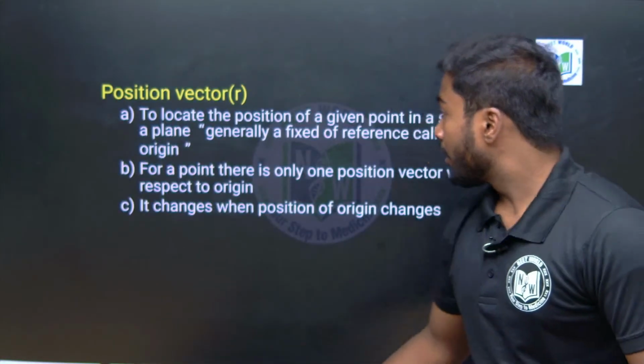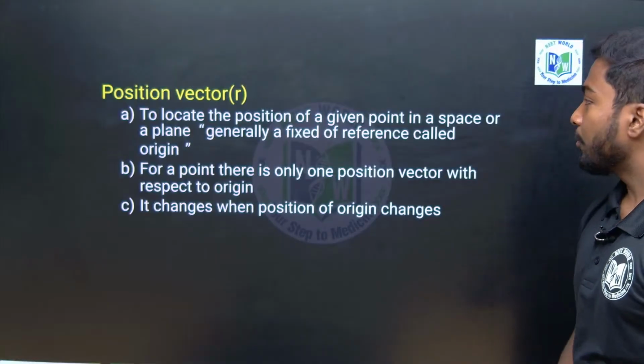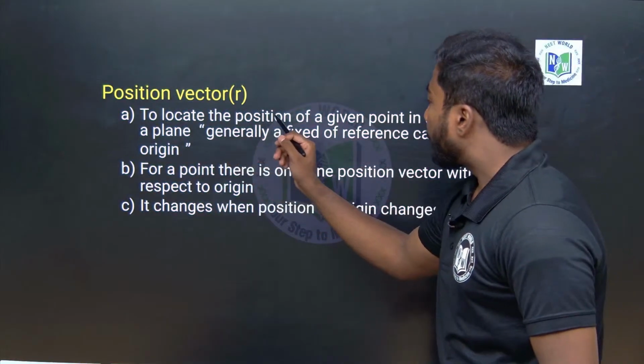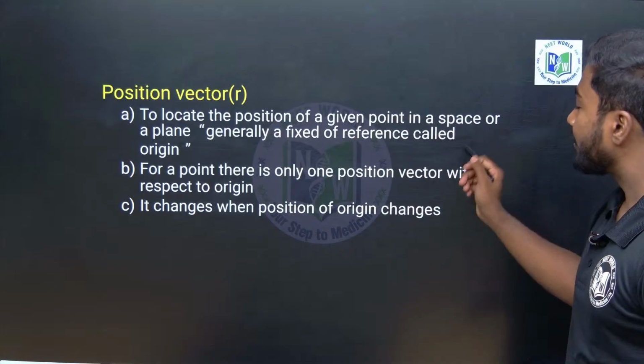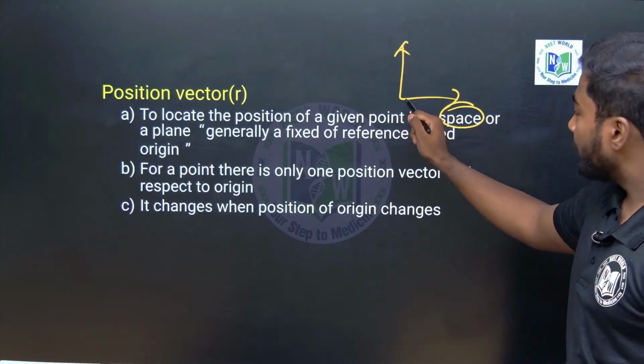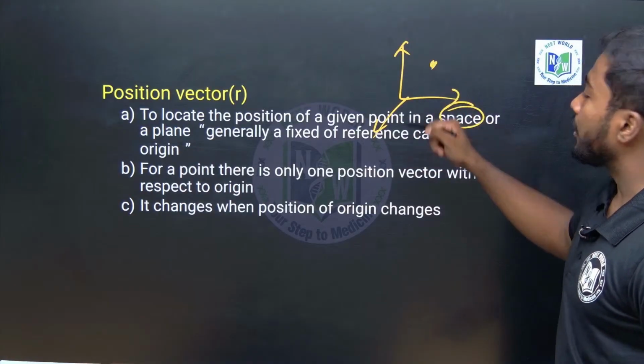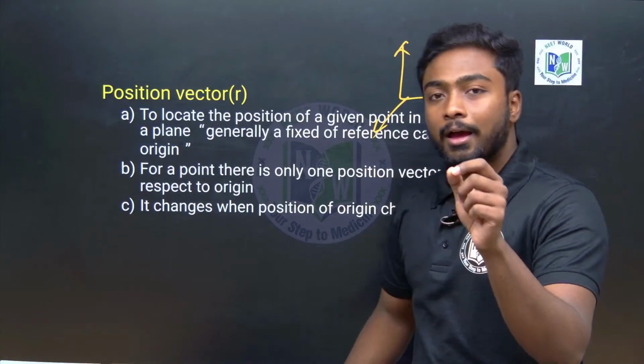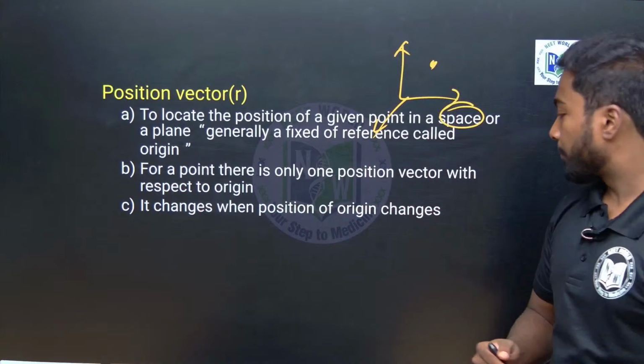Now the next topic is position vector. To locate the position of a given point in space, if I take the x axis, y axis or z axis, any point I take is said to be a point in space.